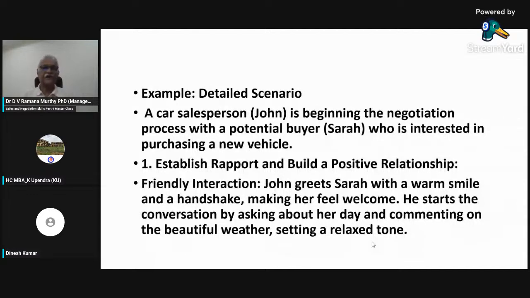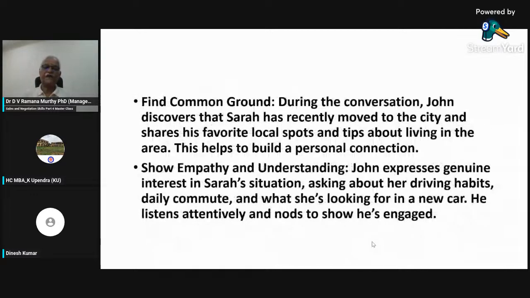Okay, after friendly conversation, you find the common ground where the welcome feature is almost guaranteed, and there can be what you call a comfort zone between John and Sarah, and you can open the conversation. And during this conversation, the salesperson John discovers that the buyer Sarah has recently moved to the city and shares his favorite local sports and tips about living in the area.